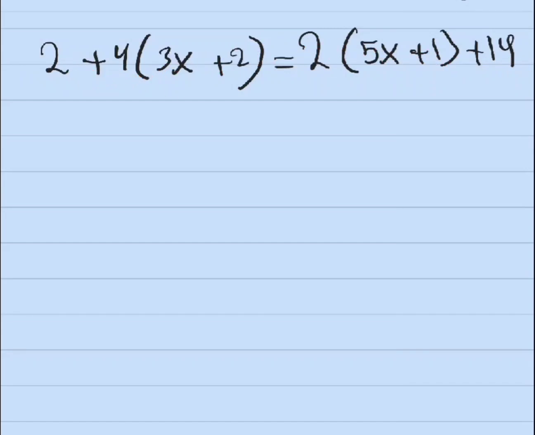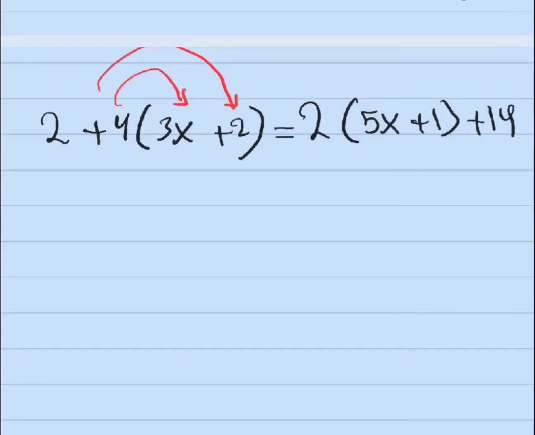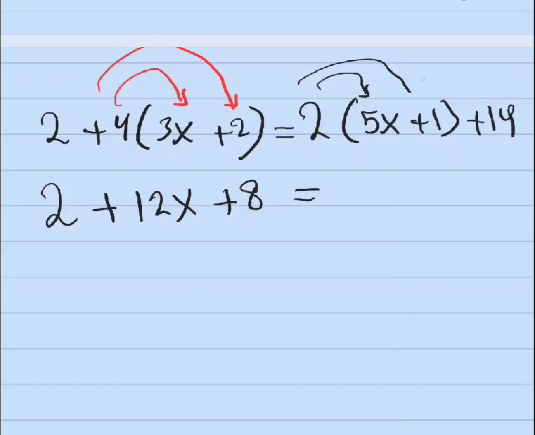So we need to use the distributive property. First, let's multiply 4 by 3x and then by 2. Four times 3x is 12x, and 4 times positive 2, that's equal to 8. On the right side, we need to multiply 2 by 5x, which is 10x, and then 2 times 1, which is 2.